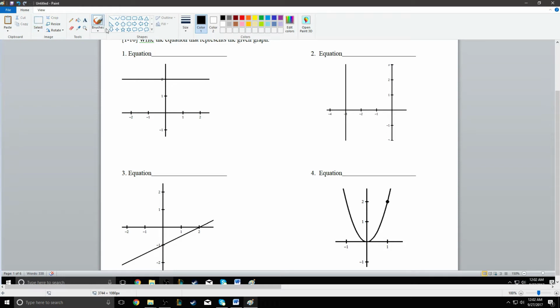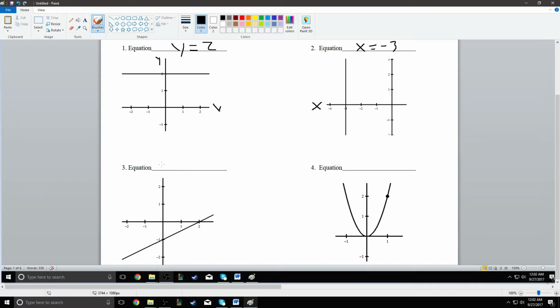Okay, first one, this crosses the y-axis, that's x comma y, at positive 2, so the equation is y equals 2. For this one, this crosses the x-axis at negative 3, so this is x equals negative 3.